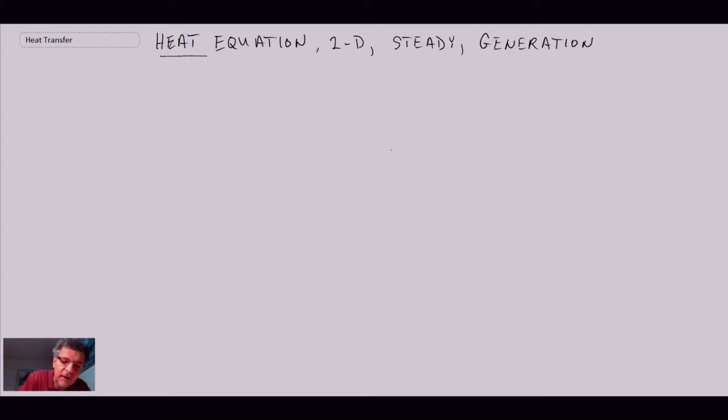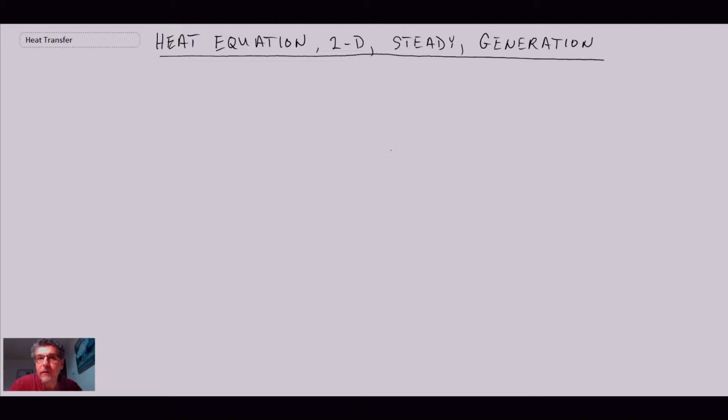In this lecture, we're going to work through the process of applying the finite difference technique to the heat diffusion equation. So we begin with the heat equation, and we are going to come up with a finite difference technique for two-dimensional conduction. We will assume it to be a steady state problem. And we will also assume the case where we have generation, so internal generation within our two-dimensional solid.